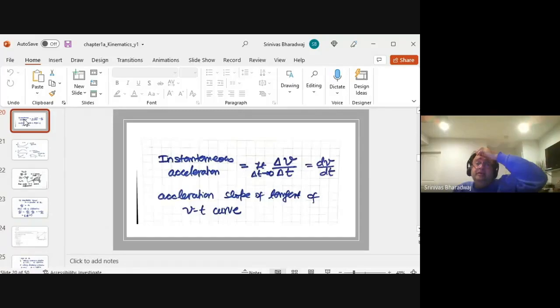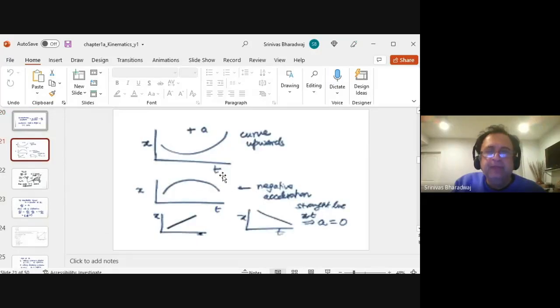The acceleration, the slope of the tangent of the v versus t curve, is the acceleration. We already looked at that in that question there, right? So now, if you have a parabola, x versus t is a parabola, then acceleration is a positive a. If x versus t is a parabola like that, then you have a negative acceleration. If x versus t is a straight line, then you have zero acceleration. In this case, it is negative velocity. In this case, it is positive velocity, right?